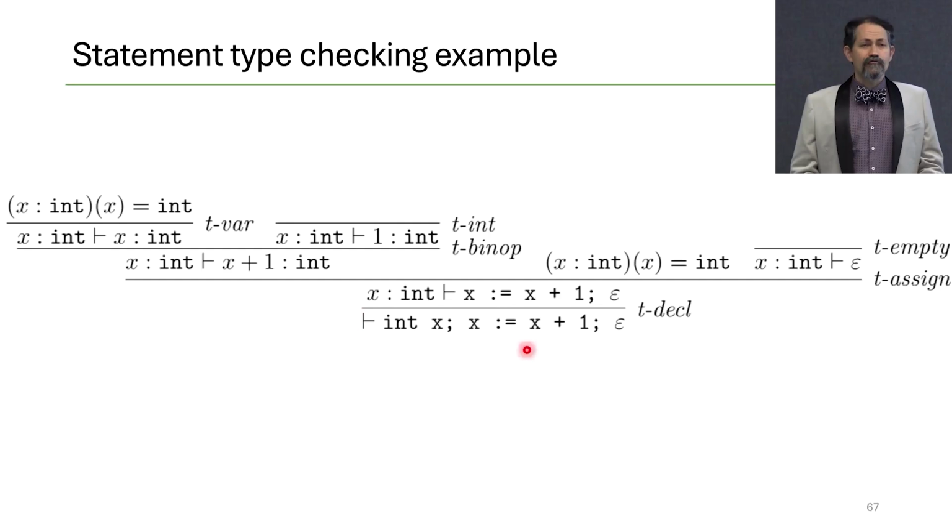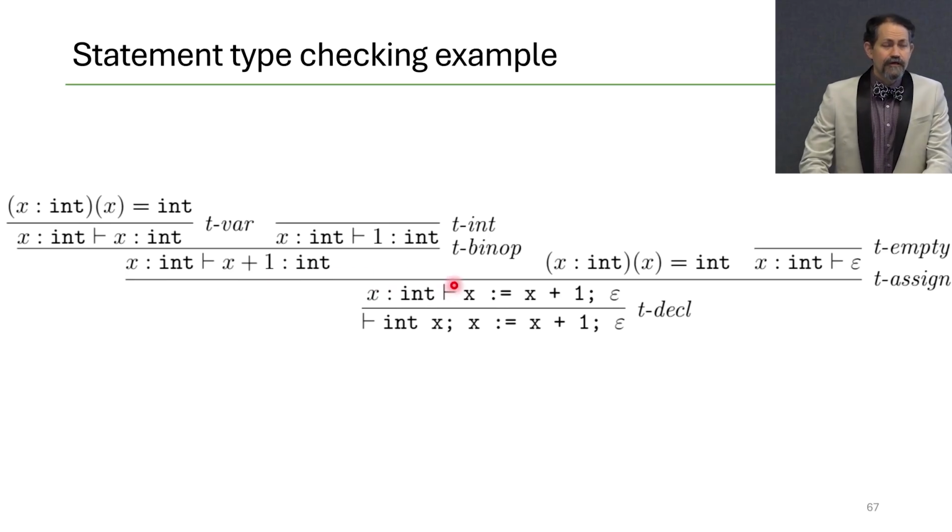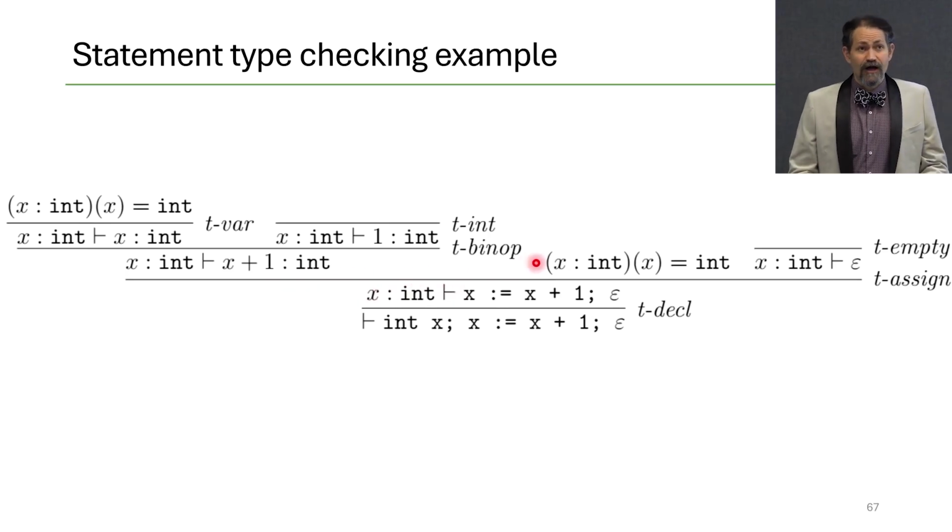We're going to type check in the empty context, so I'm not putting anything to the left of the turnstile. Our first rule is tdecl, and that applies because our first statement is a declaration. The tdecl rule says we add x colon int to the context, which was empty before, and so our context now just has the mapping x colon int in it. We then type check the rest of the program. It starts with an assignment, and so we'll use tassign next. The assignment statement looks at the right-hand side of the assignment and type checks it. Here it's an addition statement, so we use the tBinop rule, and then we go and look at type checking x.